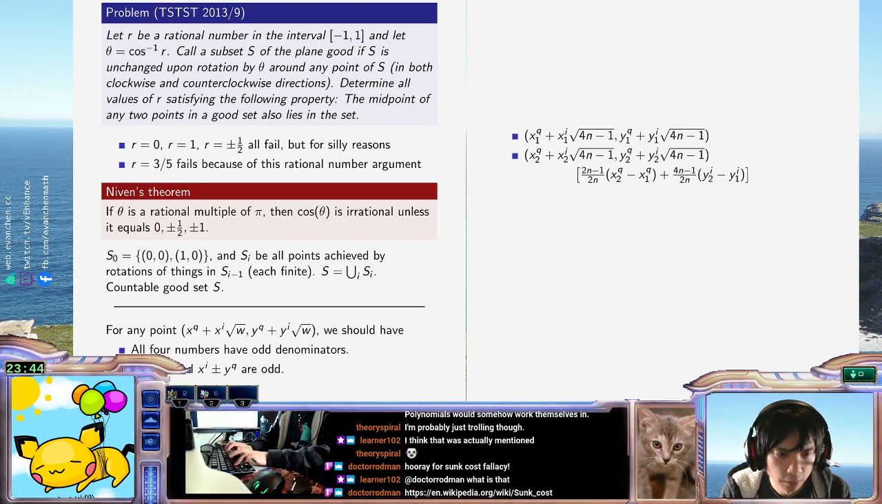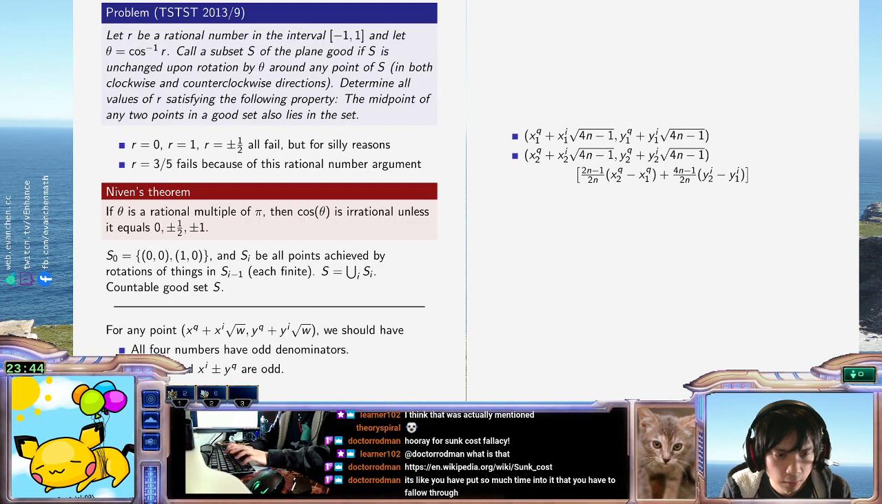Maybe I should use a line. Let's use a line. That way the typesetting is correct.